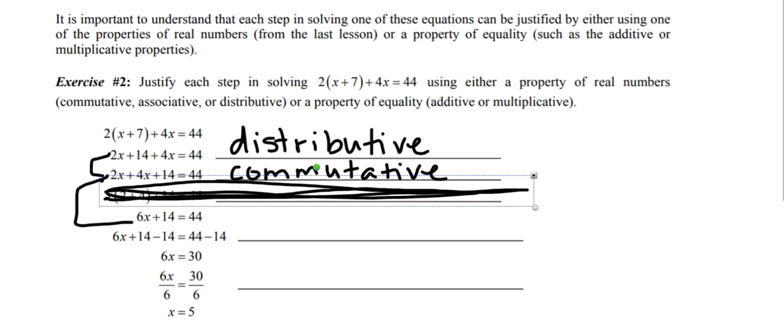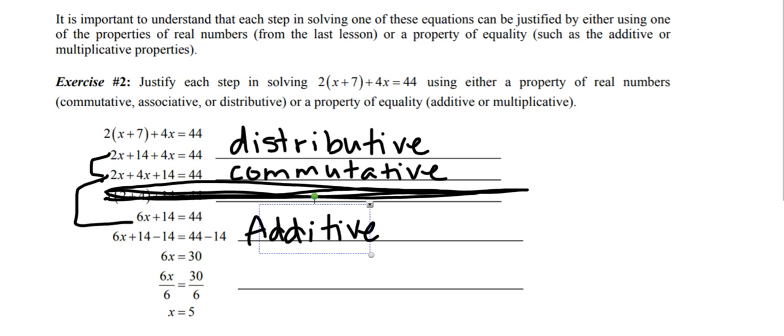Then we're going to look and we're going to get from 6x plus 14 equals 44 to 6x plus 14 minus 14 equals 44 minus 14. And that is the additive property because we are subtracting 14 from both sides. Even though we are subtracting, it's still called additive because essentially we are just adding a negative number.